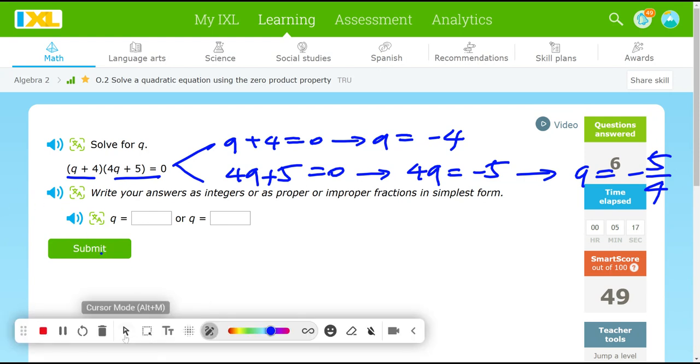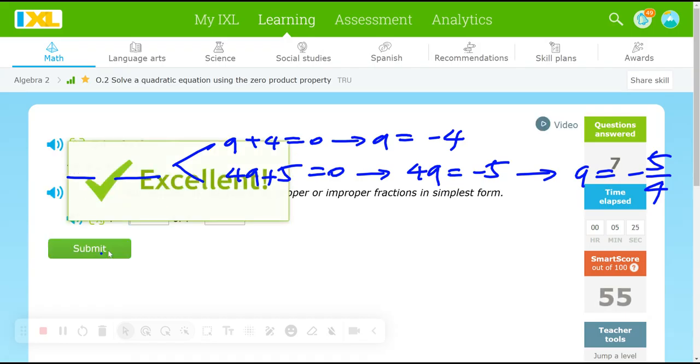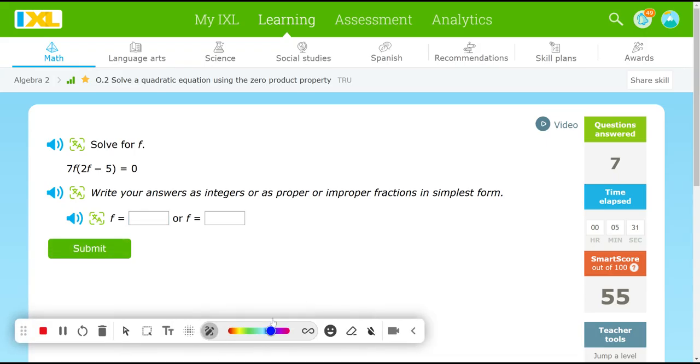Okay, so I got right there is negative 4 and then negative 5 over 4. All right, voila. That's it, you guys. Similarly, all right. So take a look over here.